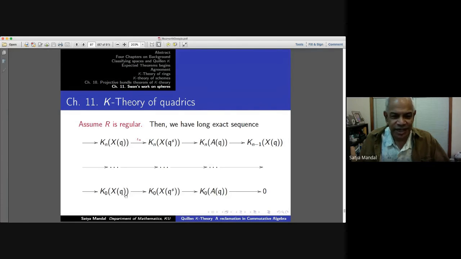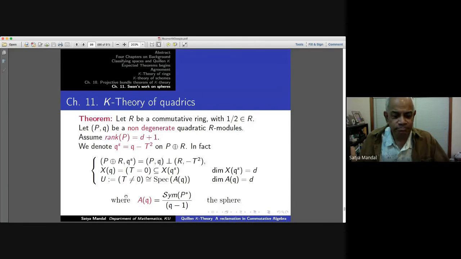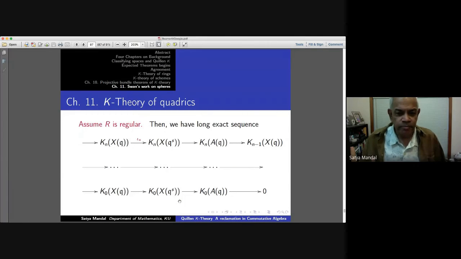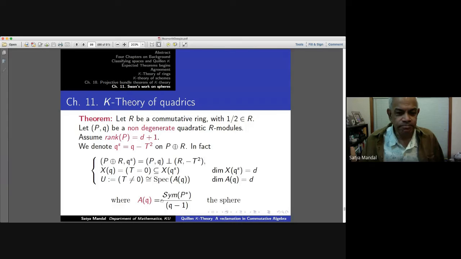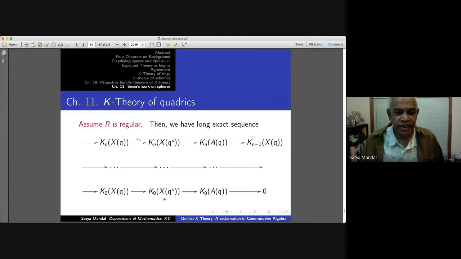Basically, AQ is the symmetric algebra. This is the affine scheme, the symmetric algebra over R. XQ is t equal to 0, and U is t not equal to 0, and when t is not equal to 0 this becomes an affine space. So AQ is this. In any case, looking at this closed sub-scheme and this open sub-scheme, I have a long exact sequence.